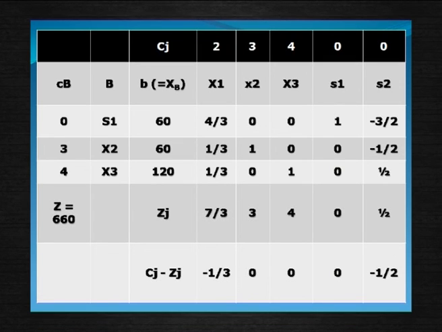As shown in this table all Cj minus Zj is less than or equal to 0, and artificial variables a1 and a2 have been reduced to 0. Thus, an optimal solution has been arrived at with x1 equal to 0 bombs of type P, x2 equal to 60 bombs of type Q, x3 equal to 120 bombs of type R at largest benefit of Z equal to 660.